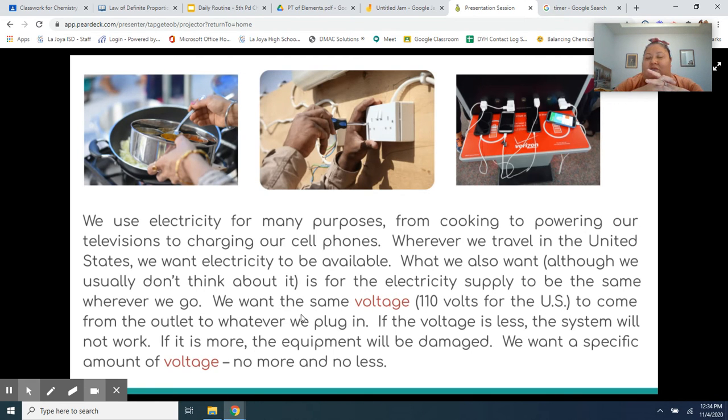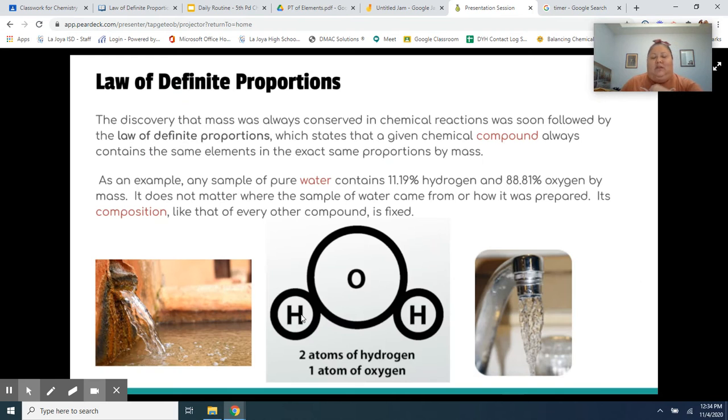Okay. So be careful, guys, and keep that in mind when we're talking about today's topic. Now, here we go with today's content. It is the law of definite proportions.